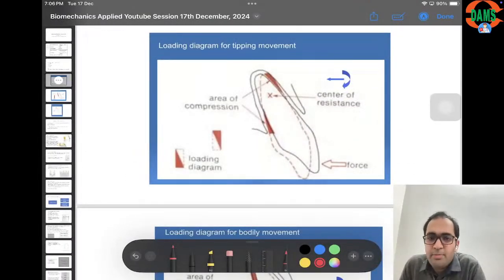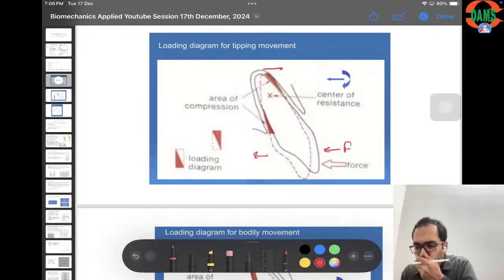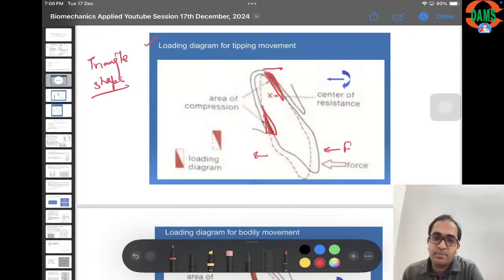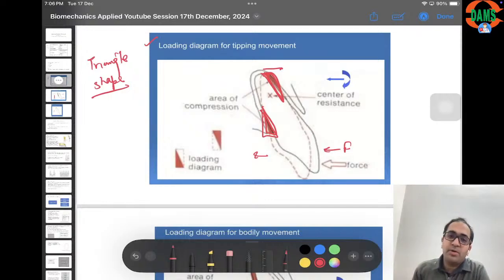So for tipping, as I told you, there is application of force at the crown level. The root moves in one direction and the crown moves in the other direction. So areas of compression and tension are generated. Now the question is asking about the loading diagram, or the point at which the force is applied. For tipping, the loading diagram is triangle in shape. It is triangular because half of the areas of compression are located in the region of the periodontal ligament.